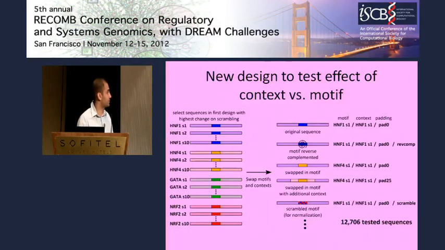Okay, so the experimental design we used here is that we took the top 10 motif matches, or top 10 enhancer sequences for each of these 4 motifs, so HNF1, HNF4, GATA, and NRF2, in the context where we expected them to be functional from the previous design, and we basically swapped the motif instance between them. So, for example, we would take the original sequence, we would reverse complement this motif, and we would swap in a motif from another one. So here, taking the HNF4 motif instance from one of these HNF4s and putting it in the HNF1 context with 0 padding, or maybe adding some padding around the motif. And we also use a scramble motif, which I use for normalization here.